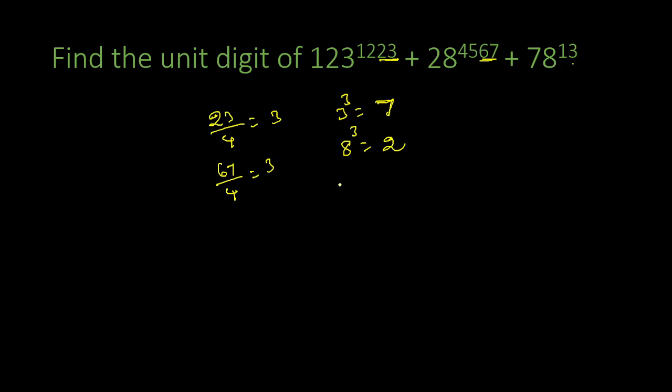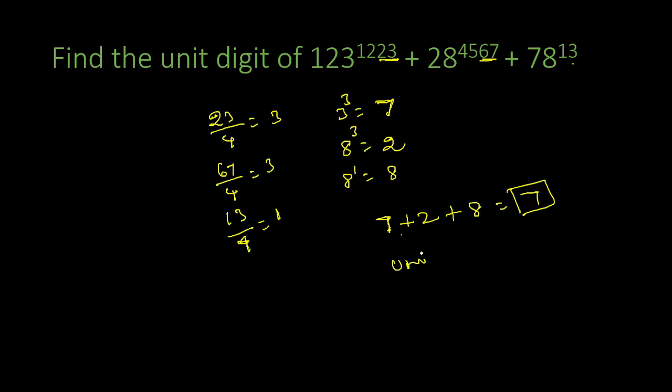Now again 8 to the power of 13. 13 divided by 4, and you have only 1 as a remainder. So 8 to the power of 1 is 8. So what are the unit digits now? For the first number it is 7, for the second number it is 2, for the third number it is 8. So 7 plus 2 plus 8 is equal to 17. So the unit digit here is 7. So the answer is that the unit digit is equal to 7.